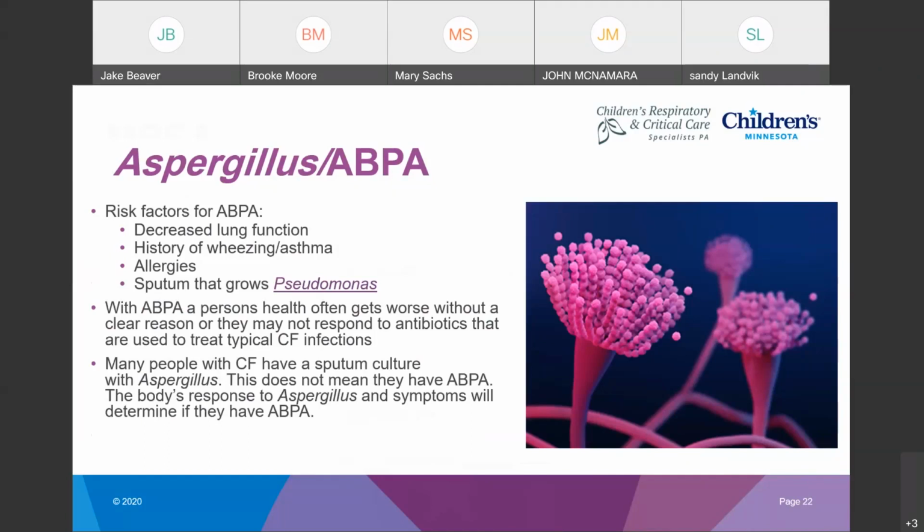Many people with CF will have a sputum or throat culture that grows Aspergillus. We don't automatically treat the Aspergillus in cultures because it doesn't mean you have ABPA. The body's response to the allergy to that Aspergillus and the symptoms are what determine if you have ABPA, and other testing is done to make that diagnosis.